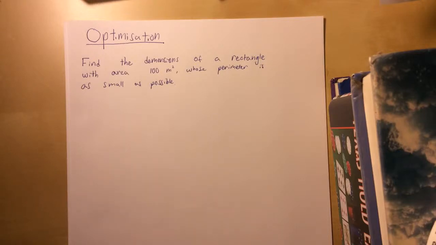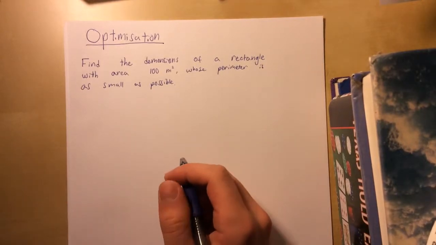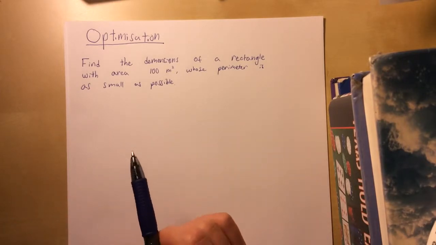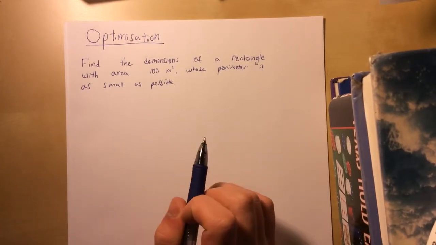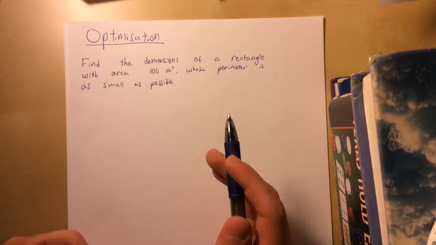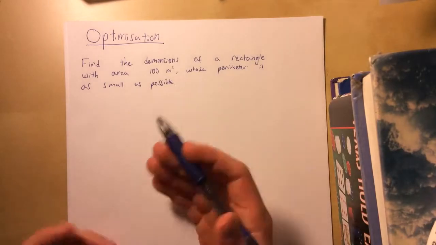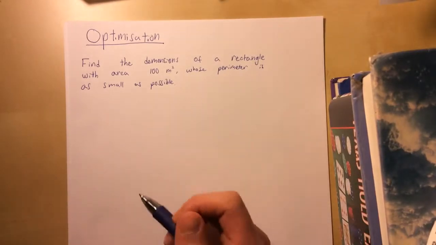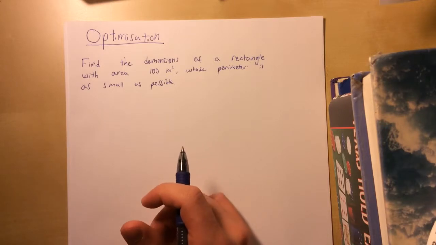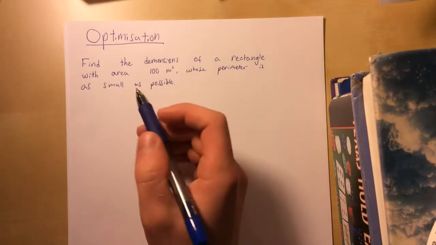Now let's go over optimization. And optimization is a type of problem, usually a word problem, where you're given some type of problem where you need to maximize or minimize something, usually a volume or an area, or there are lots of different ways optimization problems go. So here's a problem.